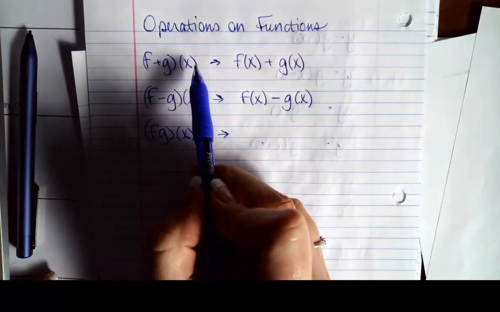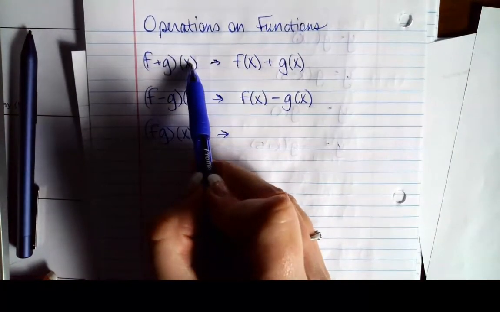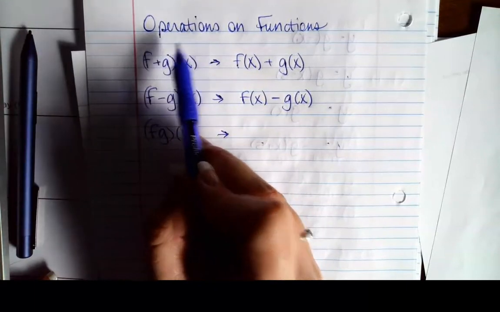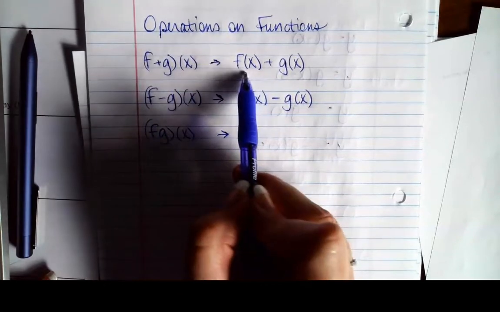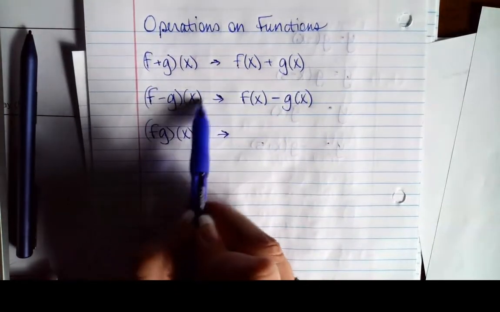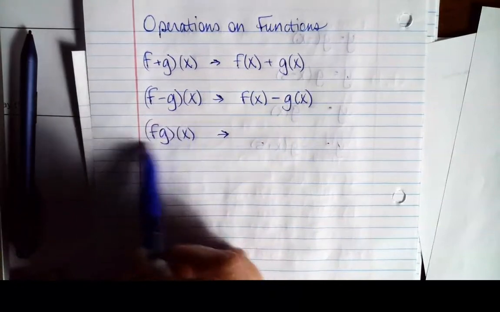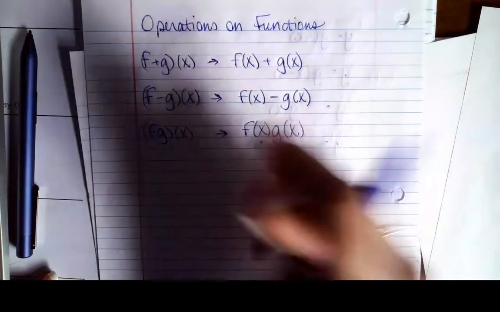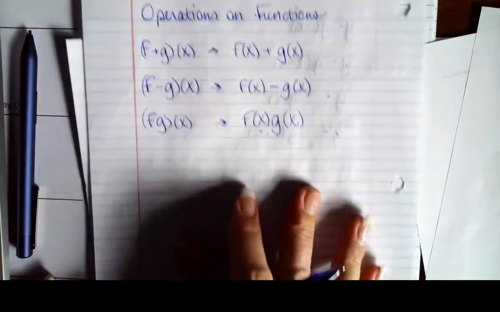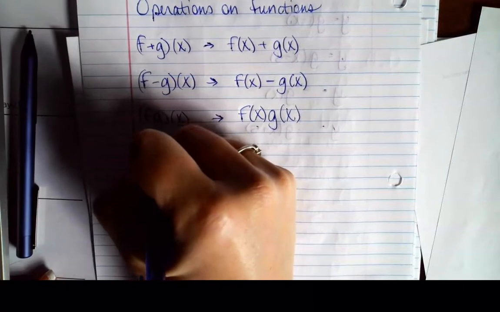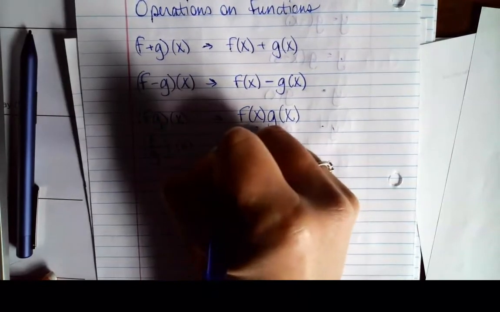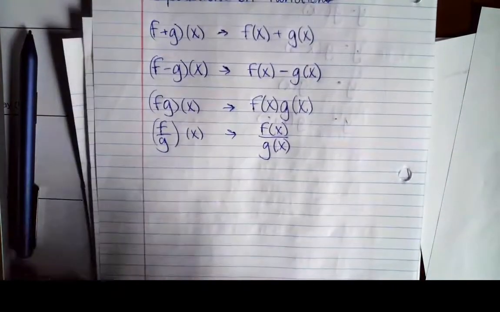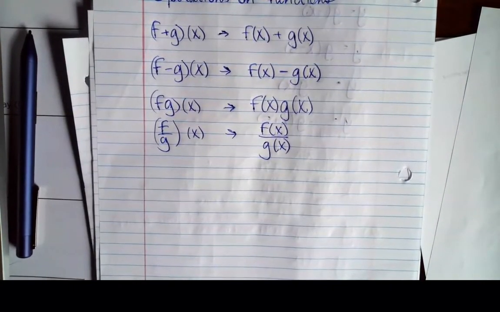So just be very, very clear. This is not f plus g times x. This is not f minus g times x. This is function notation. So this is the way we write it, but this is what we mean. So we would multiply both together. And then finally, we would have (f/g)(x), which literally means f(x) over g(x). So those are just basic operations on functions.